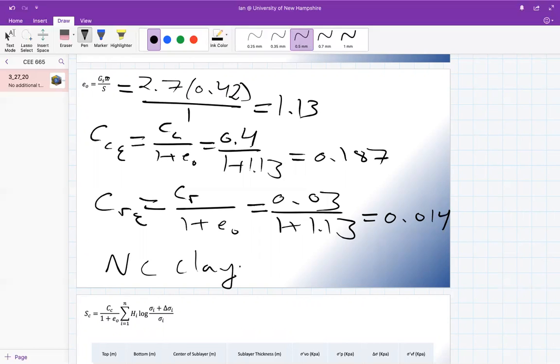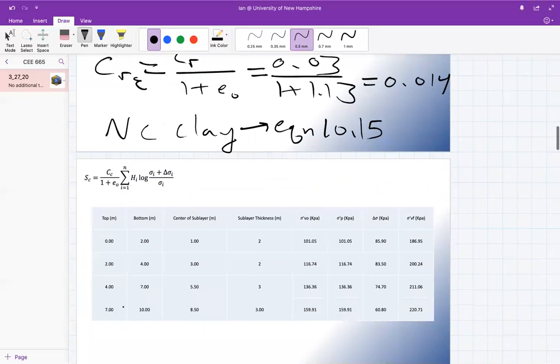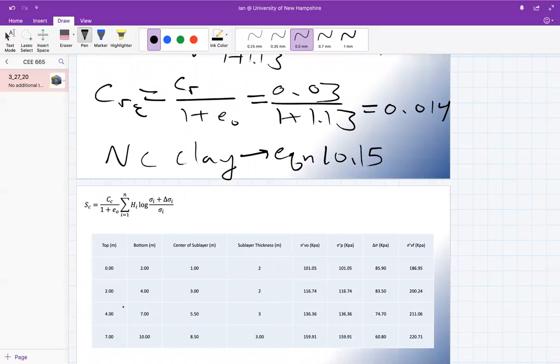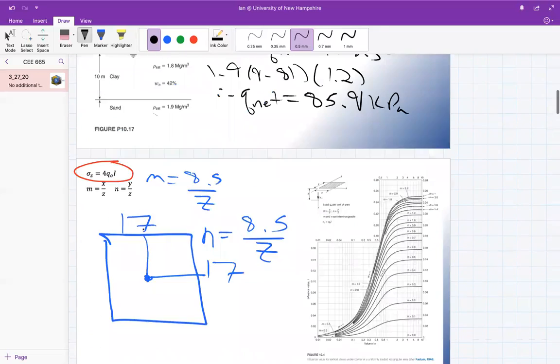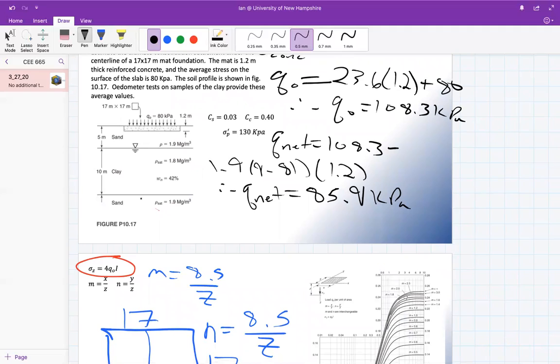So to use normal consolidated clay, we are going to use equation 10.15. And that's where we come down here. We are also going to break up the soil underneath the foundation into multiple sublayers, as you can see in this table. So I'm readjusting my papers. We're going to say we have top and bottom of each sublayer. We're breaking up into 4 so that we can assess it here, because we don't know.